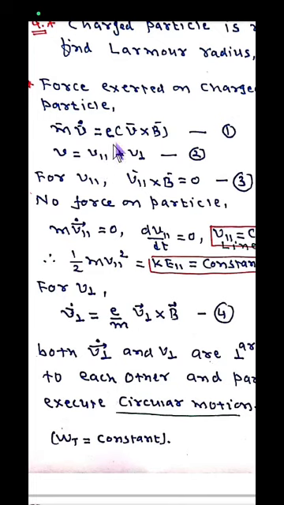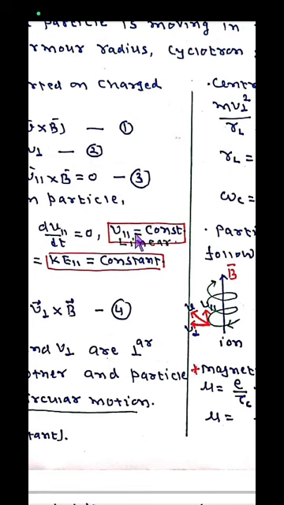Now, consider the first case, V equal to V parallel. For V parallel, v cross B equals 0. V cross B means VB sine theta, but V parallel is parallel to the magnetic field B, so sine 0 equals 0. That means whenever a charged particle is moving with a parallel component of velocity inside the magnetic field, V parallel cross B equals 0, then the magnetic force exerted on the charged particle will be equal to 0. That means m dv parallel by dt equals 0, because this term will be equal to 0. That means dv by dt equals 0, so v parallel is equal to constant.